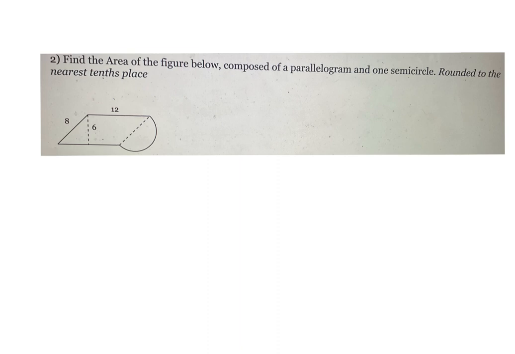Okay, we're going to find the area of the figure below composed of a parallelogram and one semicircle. So what I would recommend, I don't think I did this for the last one, but we could do it for this one. I would draw the shapes as separate shapes. So there's your parallelogram, here's your semicircle. Now parallelogram says we have 8, 12, and 6. These are our measurements right here.